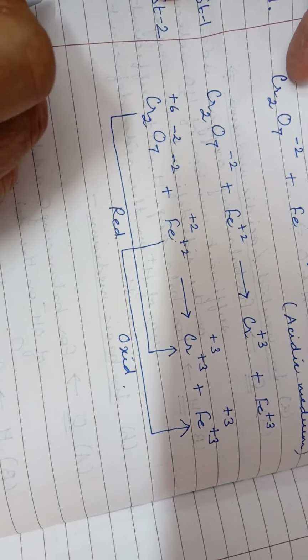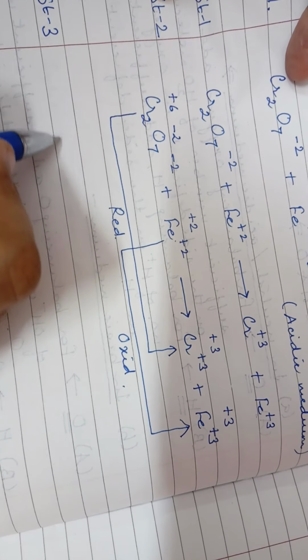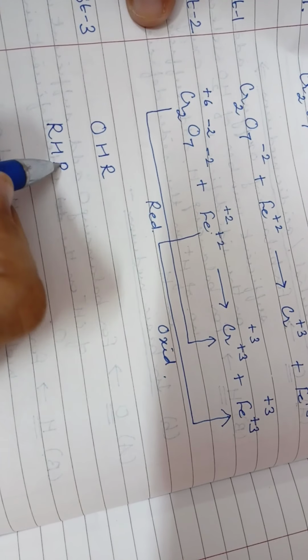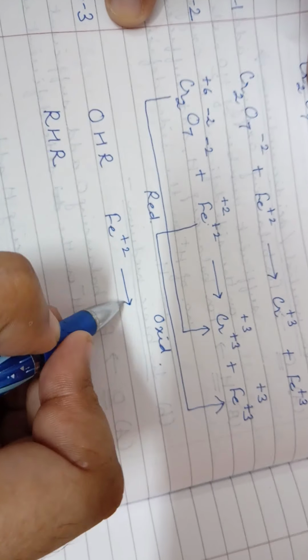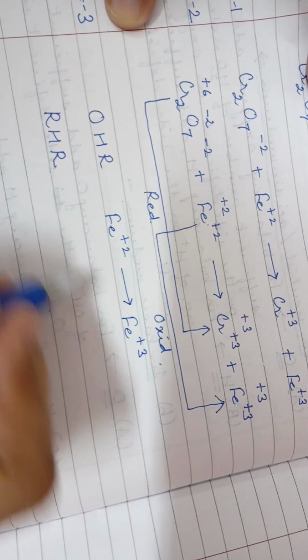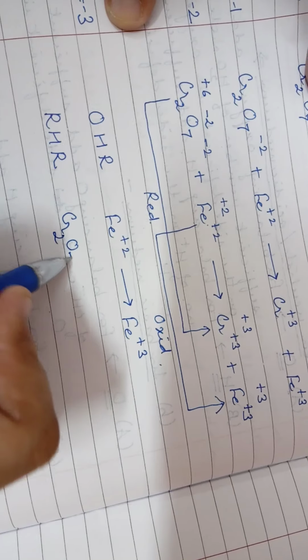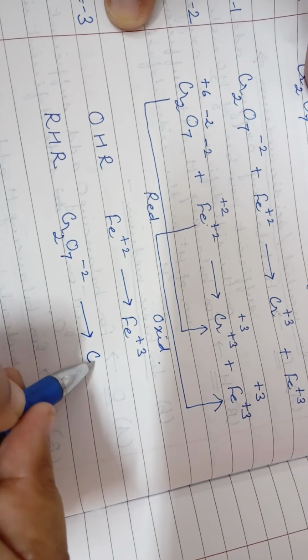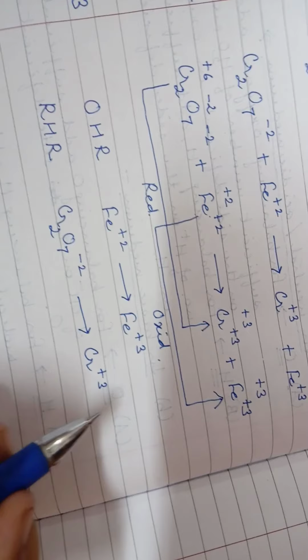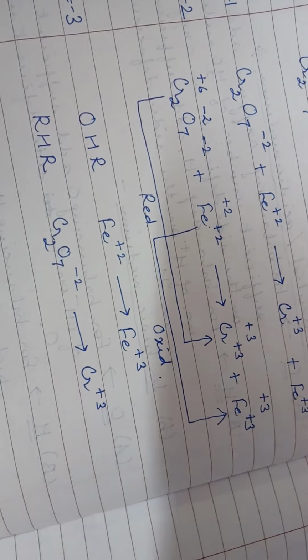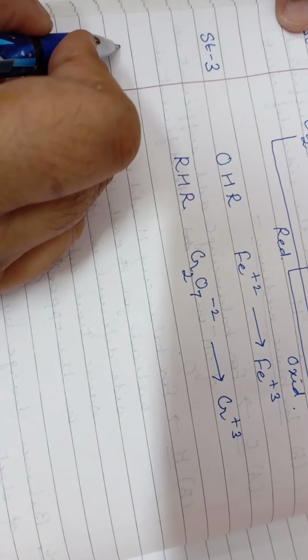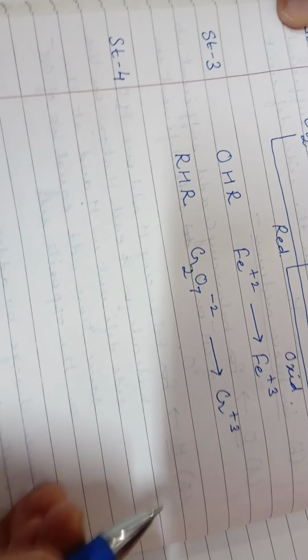Then we will split the reaction into two halves. One is oxidation half reaction and another one is reduction half reaction. So this one, Fe +2 to Fe +3, is our oxidation half reaction, and Cr2O7 -2 to Cr +3 is our reduction half reaction. So this is the splitting of reaction into two parts, OHR and RHR. After doing this, we follow the next step.